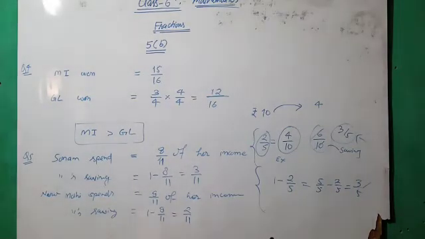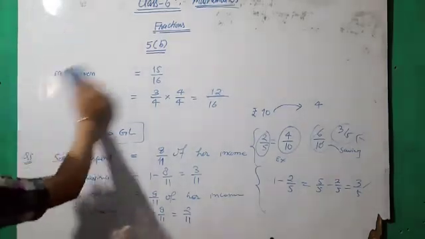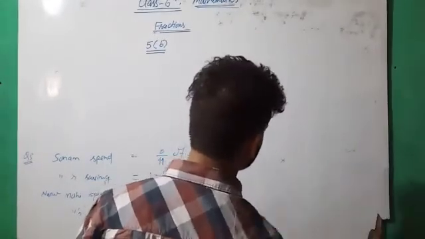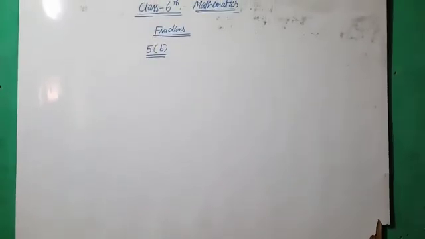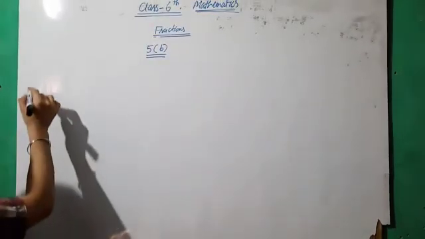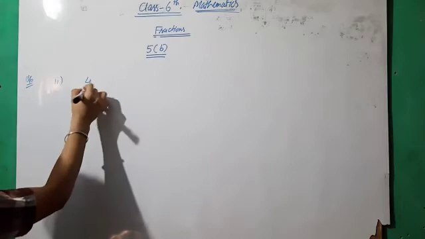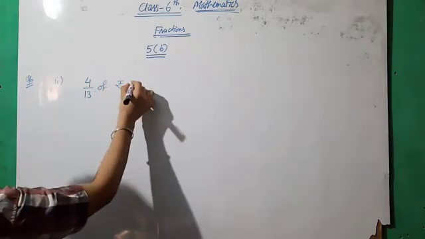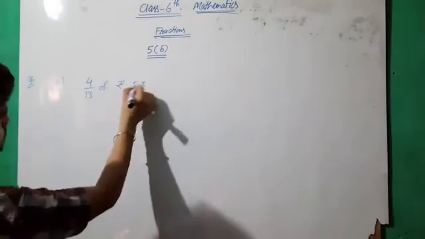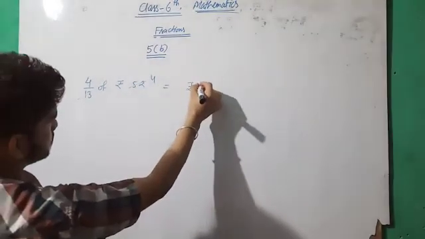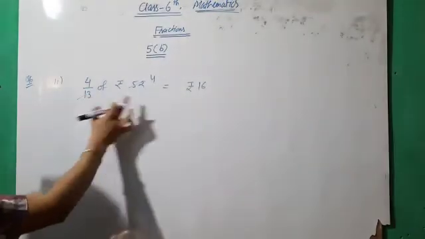Okay. Now the question number 6. 4 by 5 of 40. Very simple. These are very simple questions. Question number 6, second part. 4 by 13 of rupees 52. Cancel this with this. 4. So this is rupees 16. 4 by 13 of 52 is 16.